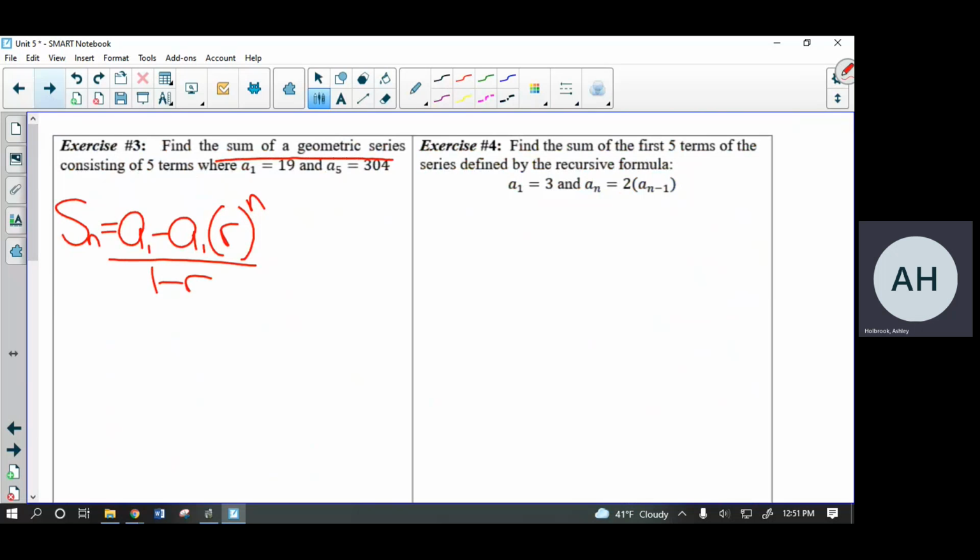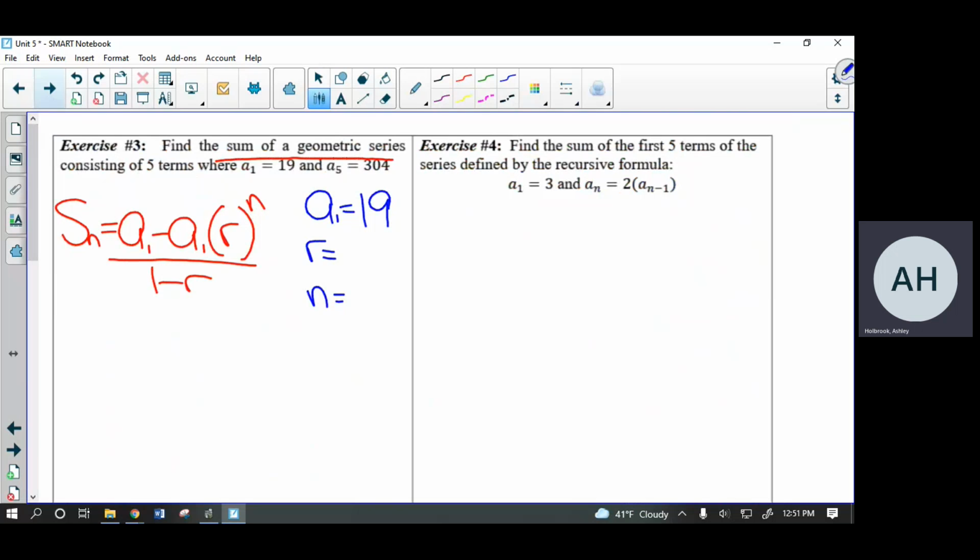So again, same formula. I need A1, I need R, I need N. So off to the side, I'm going to write that out. I need A1, I need R, I need N. Couple pieces were given in the directions. A1 is 19. It says it consists of 5 terms.